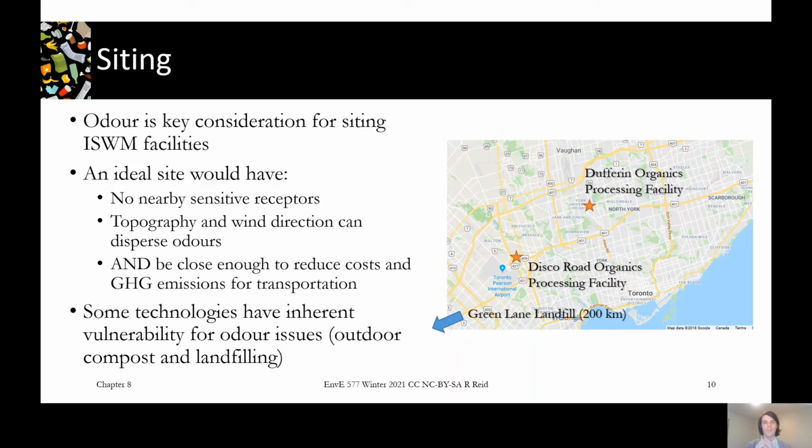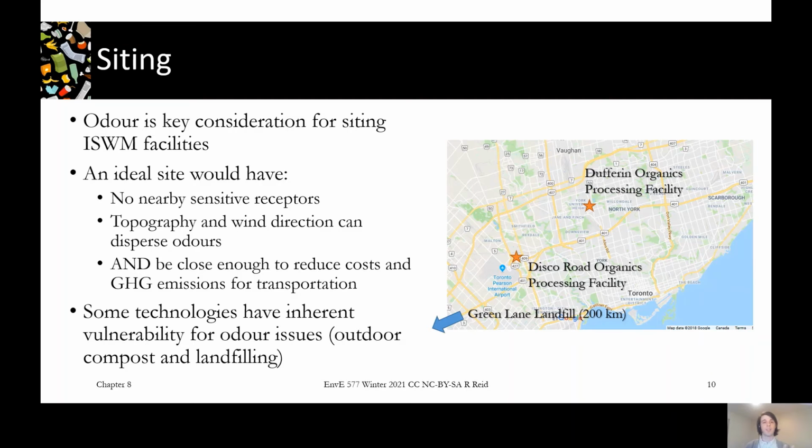Now, the odor impact assessment, you need to know the site for, right? Since you're modeling specific receptors and geographic characteristics. So siting is very crucial for integrated solid waste management facilities.